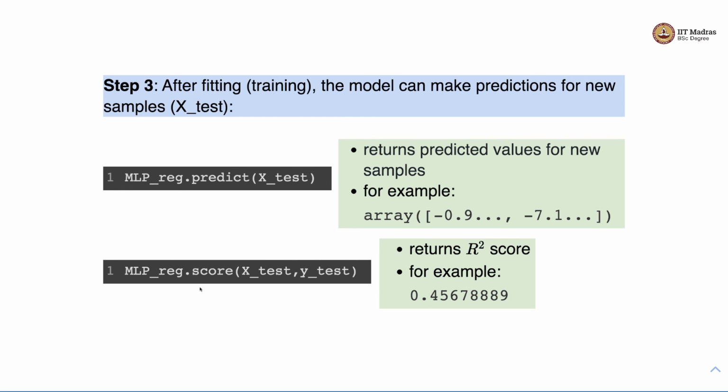In this video, we looked at a couple of MLP implementations, which are MLP classifier and MLP regressor, that are used for implementing classification and regression problems in sklearn using artificial neural network or multilayer perceptron.